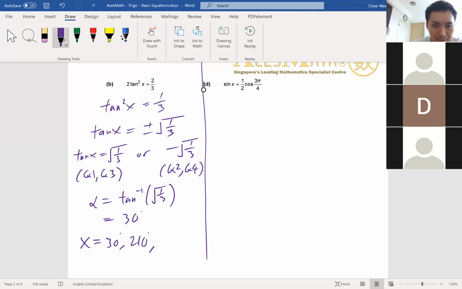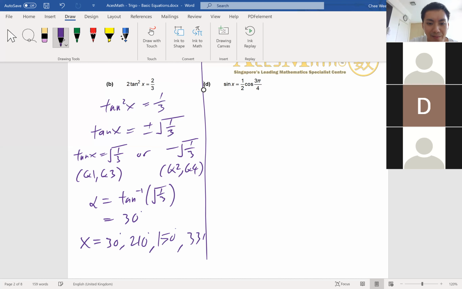Then you have to use quadrant 2, right? So when you put it in, so then it would be tan inverse of minus square root of 1/3. Wait, are you finding the basic angle now or what? Because you still have to find quadrant 2 and 4, right? Yeah, but they all have the same basic angle of 30 degrees, right? Oh yeah. Then quadrant 2 would be 150, and quadrant 4 would be 330.